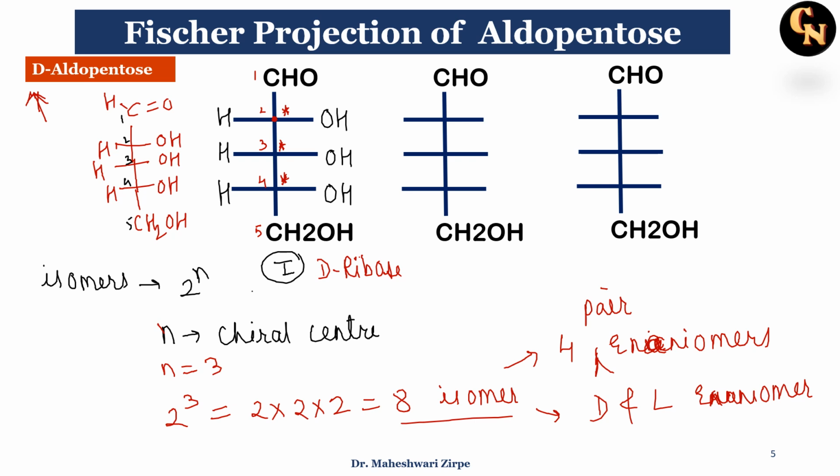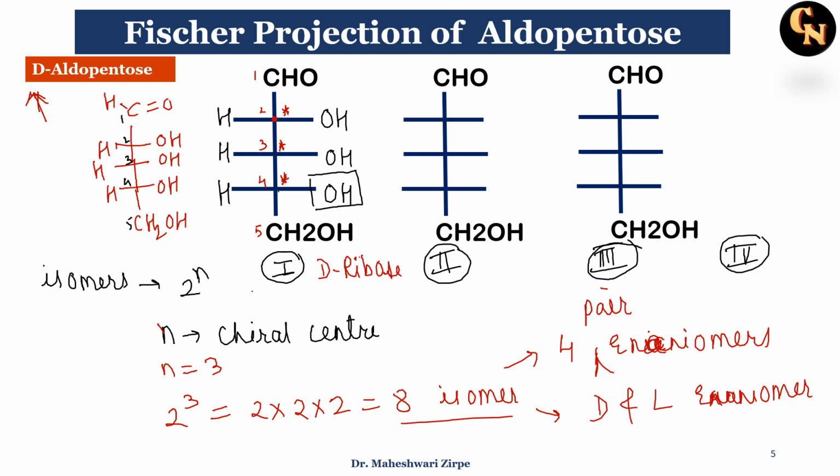First structure we have already drawn. Then we will be drawing the second structure, then the third structure and the fourth structure. This way we will be drawing 4 structures or 4 isomers of D-aldopentose. Only D configuration we will be drawing. And what did I tell in the previous slide? D indicates that OH is on the right hand side.